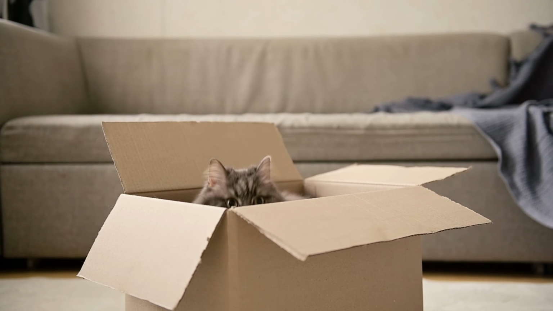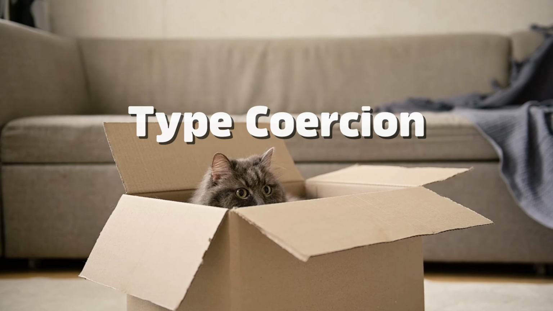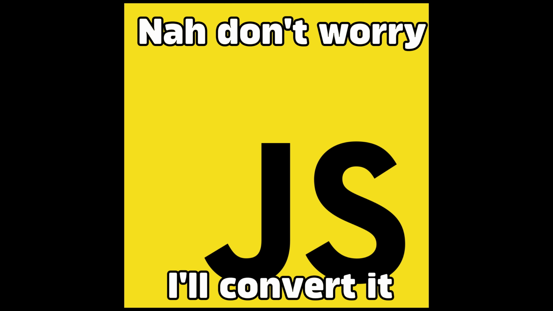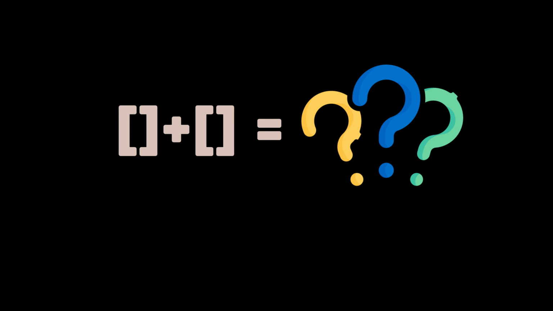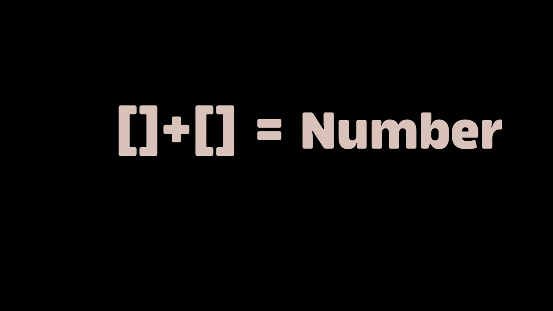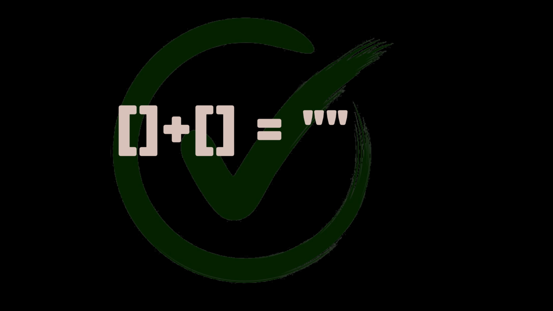One of JavaScript's sneakiest tricks is type coercion, a fancy way of saying JavaScript loves to convert data types behind your back. For example, what do you think happens when you add an empty array to another empty array? A number? An object? Nope, it's an empty string. That's because JavaScript assumes you're doing string concatenation. But things get even stranger.